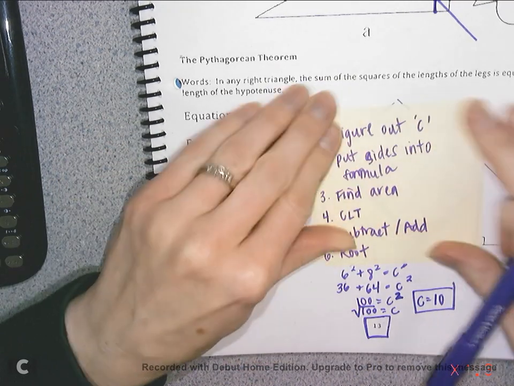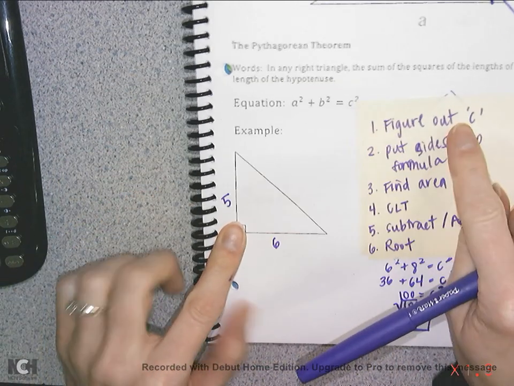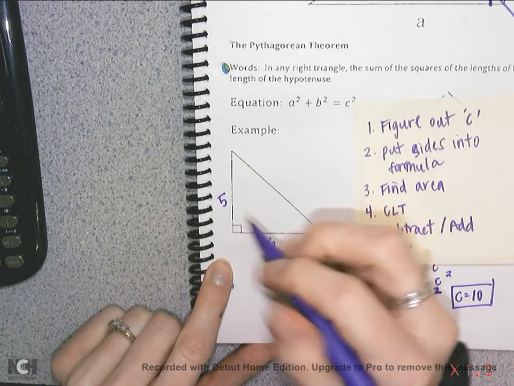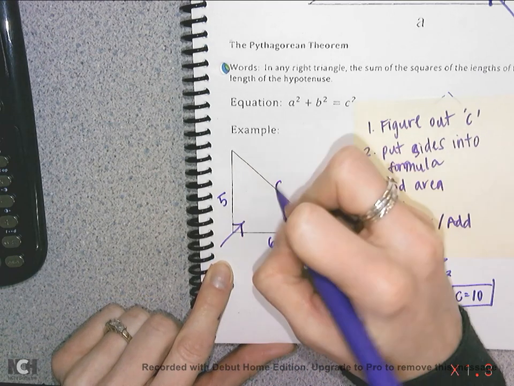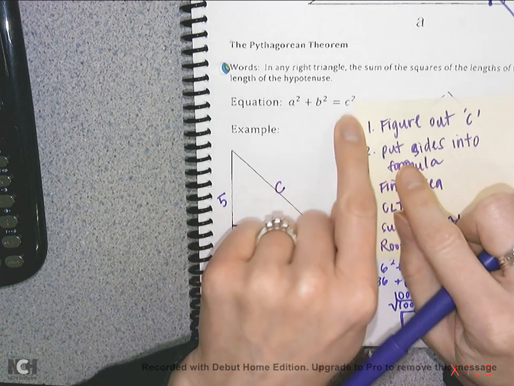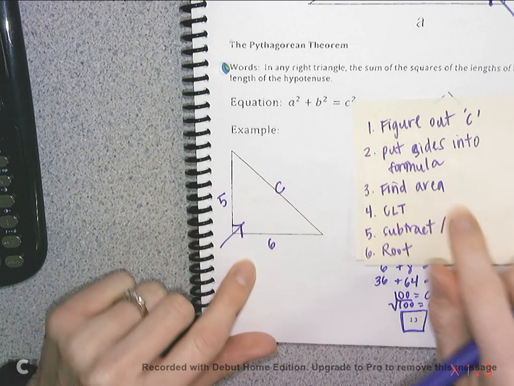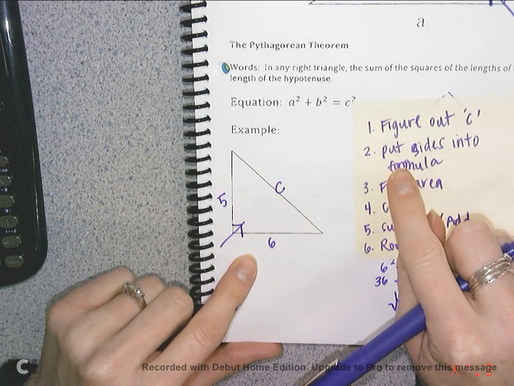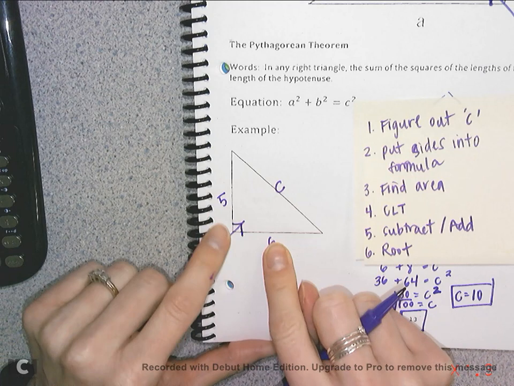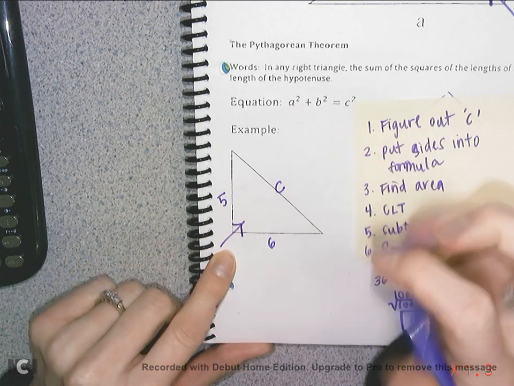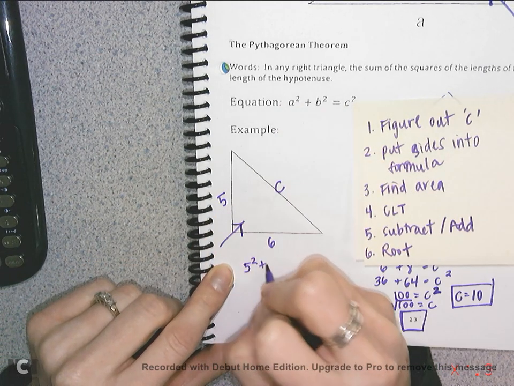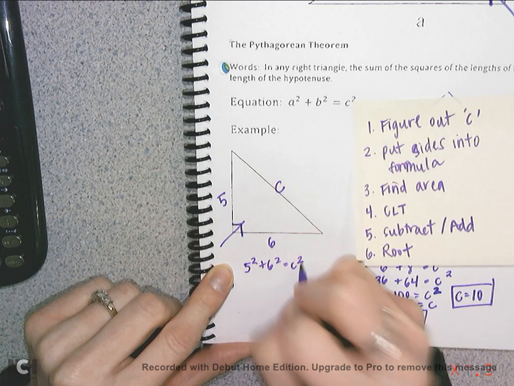There. Nice and darker. Okay, so we're going to figure out side C. Side C is always directly across from this right angle. So this is side C. It's important to know because that's the side on the outside. Then we need to put our sides into our formula. We have our sides of 5 and 6, our legs, so they go where A and B are. So we have 5 squared and 6 squared equals our C squared.